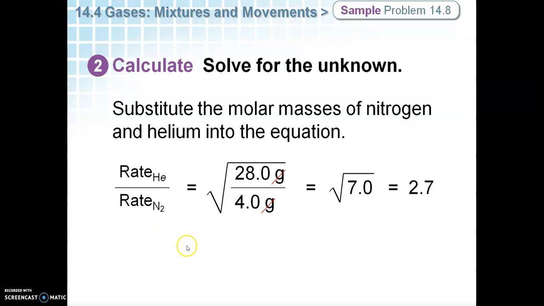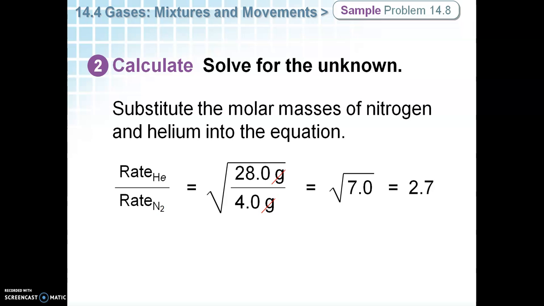So if I stand in the front of the room and I open up canisters of helium and nitrogen, which gas gets to you first? The helium does, 2.7 times faster. So if it takes 1 minute for helium to get to you, it's going to take 2.7 minutes for nitrogen to get to you. It's a slower diffusing gas.